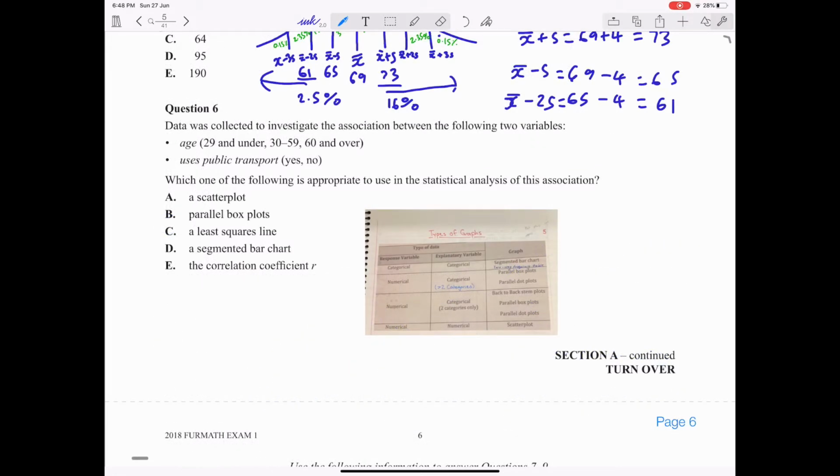Question 6. Data was collected to investigate the association between the following two variables: age, 29 and under, 30 to 59, 60 and over; and uses public transport, yes or no. Which one of the following is appropriate to use in the statistical analysis of this association? So this age variable is a categorical variable, as we have 29 and under, 30 to 59, and 60 and over. So there are categories there, and there's obviously a clear order to them. So there's an order to the age. So therefore it's a categorical ordinal variable.